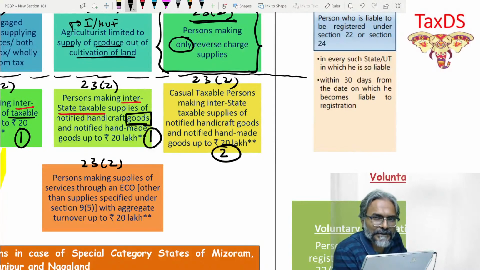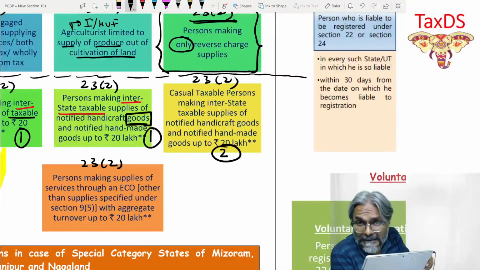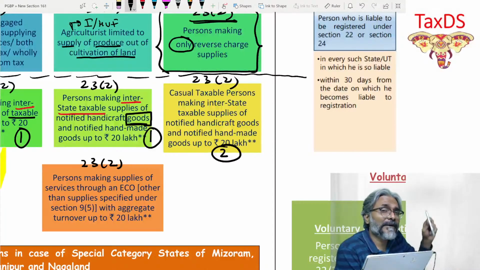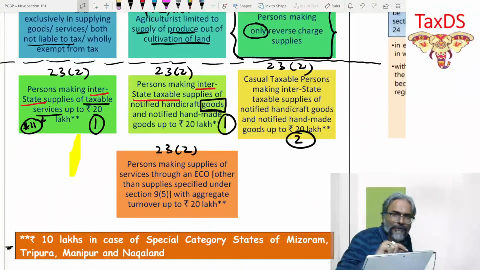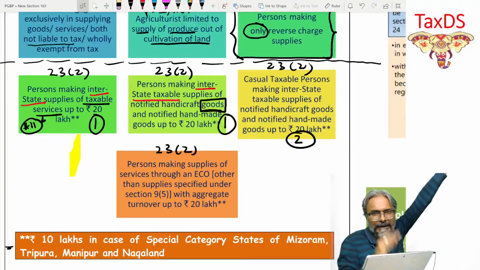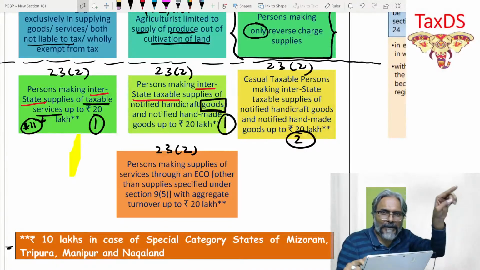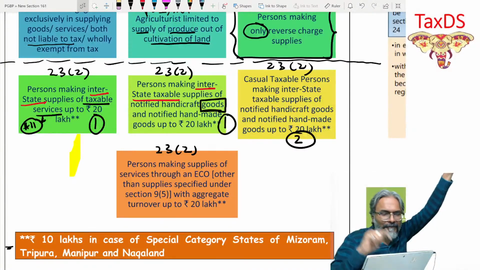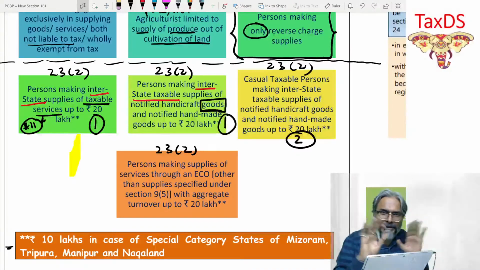So, students, if that interstate supply value does not go more than rupees 20 lakhs or 10 lakhs, as the case may be, I will not be required for registration at all. That is the point. Now, students, can you see the correlation also? Just now I established the correlation between the mandatory 24 and the exemption 23 too. That correlation I have established by making you write point number 1 there and 1 over here, then point number 2 there and 2 over here.